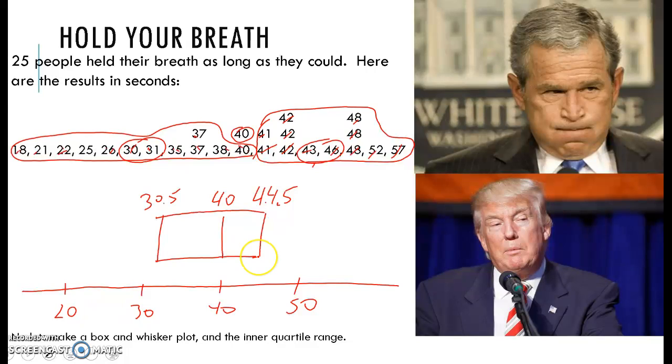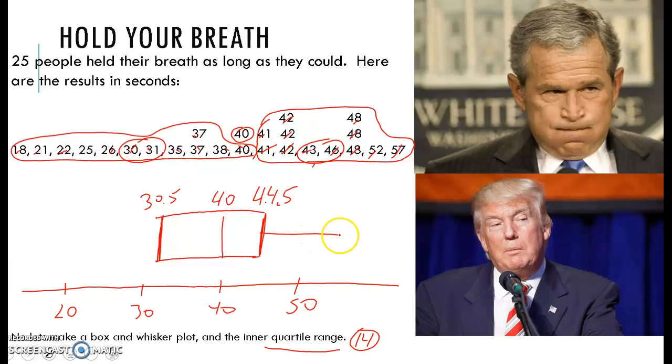What's in this box is called the interquartile range. It goes from 30.5 to 44.5. And what that means is that half of the people can hold their breath between 30.5 seconds and 44.5 seconds. And that distance, which is 14, that's the interquartile range. That's a distance of 14 units, 14 seconds in this case, is the interquartile range.